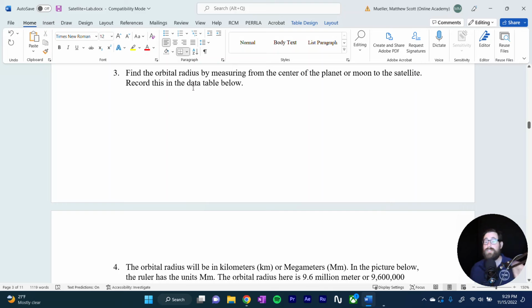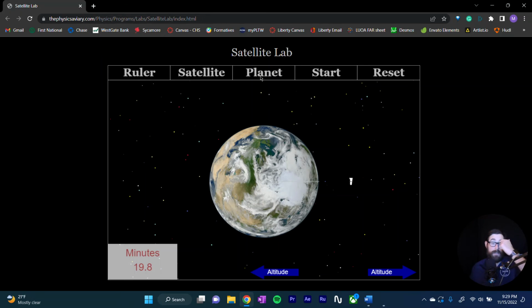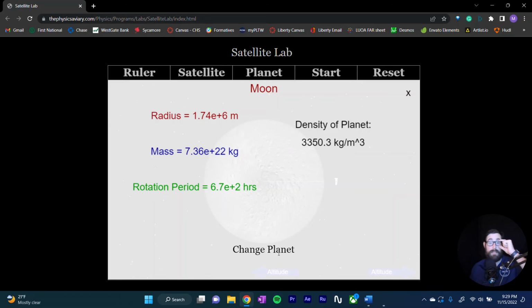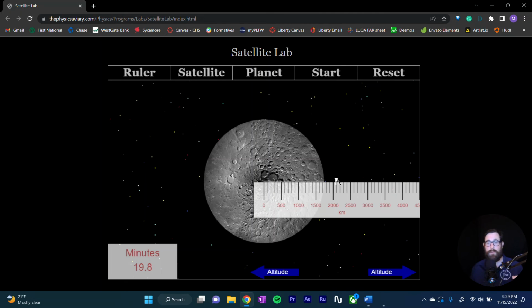Now this time we're going to change the radius. So here if we go to our simulation, for our second step here, let's just change this. Let's go to a different planet. Moon's good. Okay, and let's go to our satellite. Shuttle's good. Okay, and so now we go to our ruler. And now what we're going to do is change our altitude.